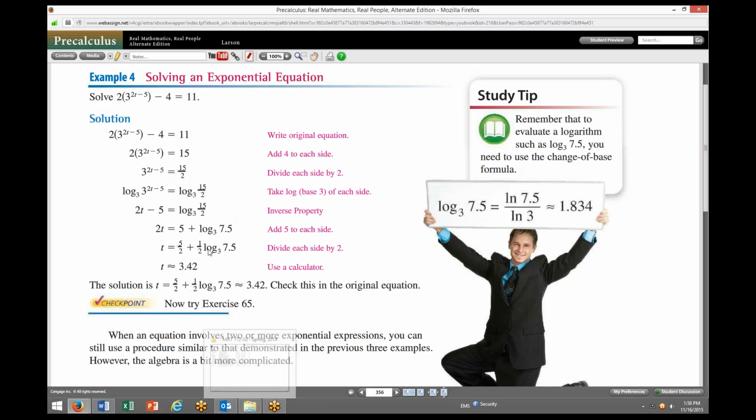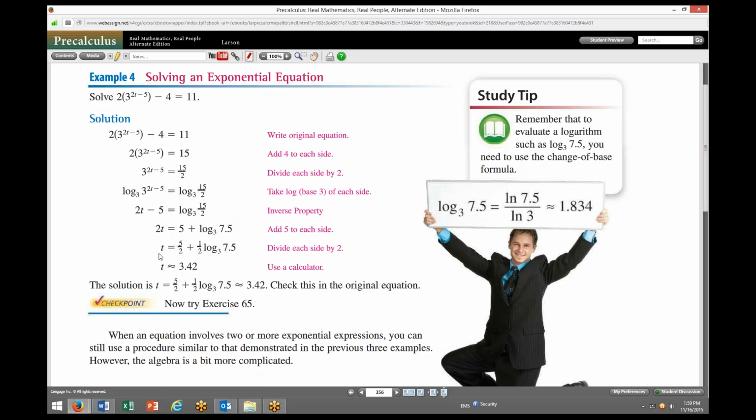So log base 3 of 15/2 is equal to 2t minus 5. So what can we do with that? Well, what we're trying to find is how much t is. So to get t by itself, we can do some algebra once again. We can add 5 to both sides. And then once you add 5 to both sides, to get the t by itself, it's 2t. So now just divide both sides completely all the way through by 2.